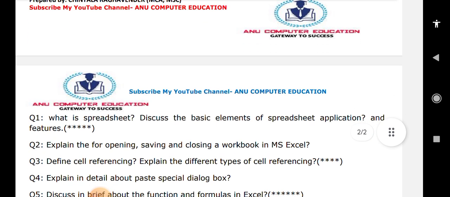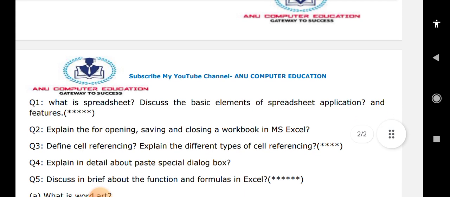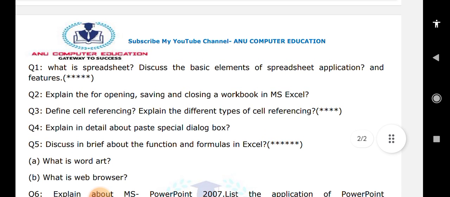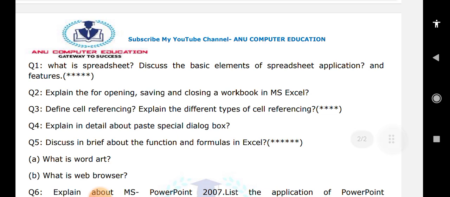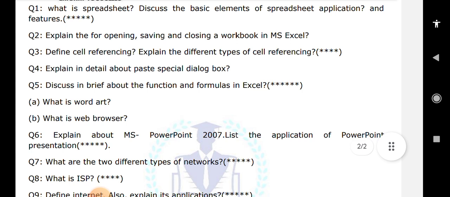Okay, next spreadsheet. You know what is the Excel. You have to write about Excel, the basic elements of spreadsheet, how to open and how to save, closing of Excel, and cell referencing: absolute referencing, relative referencing. All these are very, very important. The star questions are very, very important.